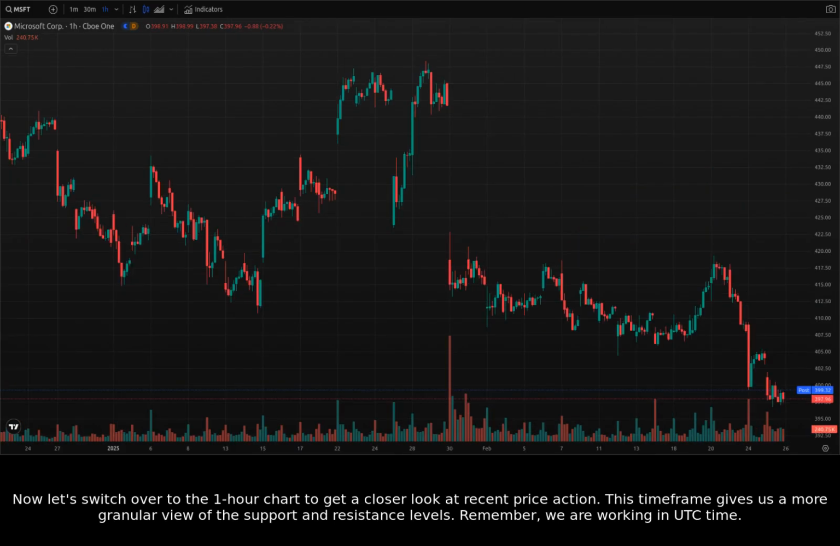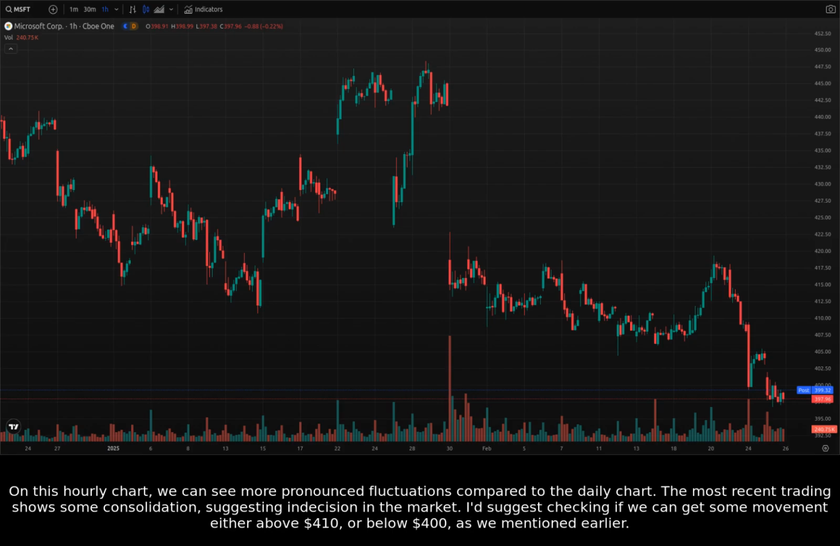Now let's switch over to the 1-hour chart to get a closer look at recent price action. This time frame gives us a more granular view of the support and resistance levels. Remember, we are working in UTC time. On this hourly chart, we can see more pronounced fluctuations compared to the daily chart. The most recent trading shows some consolidation, suggesting indecision in the market.